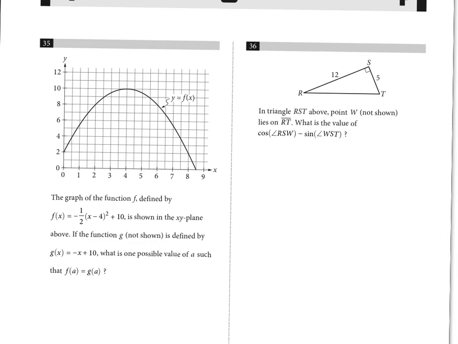Okay, so let's take a look at number 35 and 36. We did number 35 in class, but again, let's take the opportunity to make sure that you remember the concepts as they relate to parabolas. When we have parabolas, we have three different forms. What we're being given here is the vertex form, right? So it's going to be something like that.